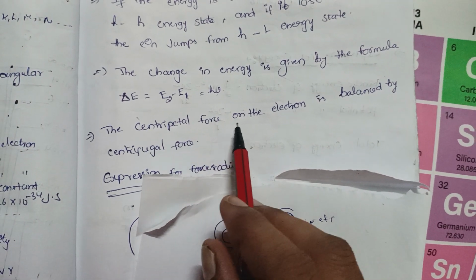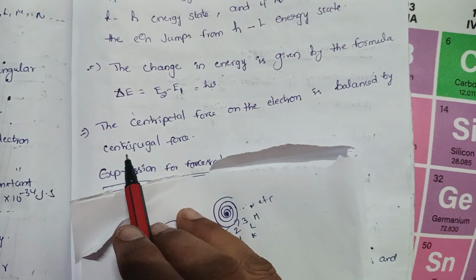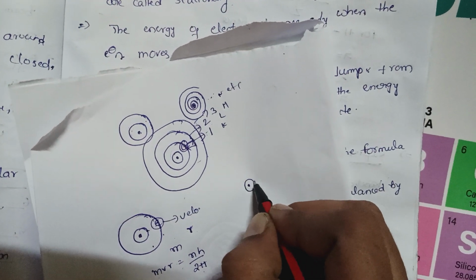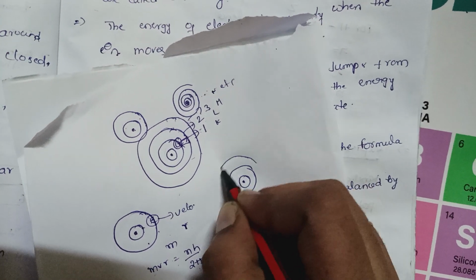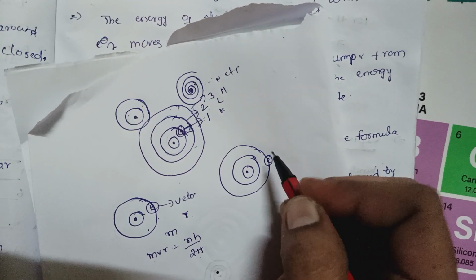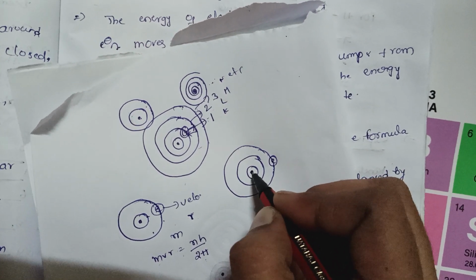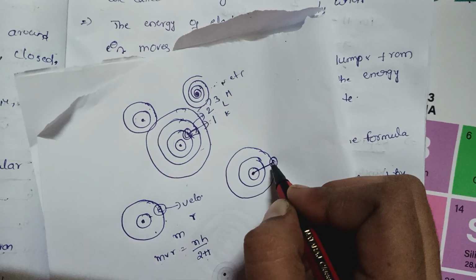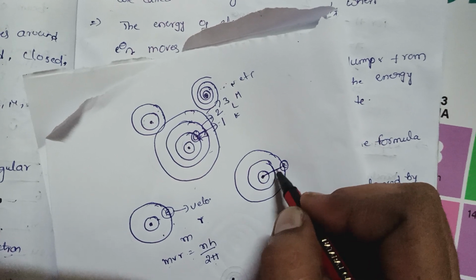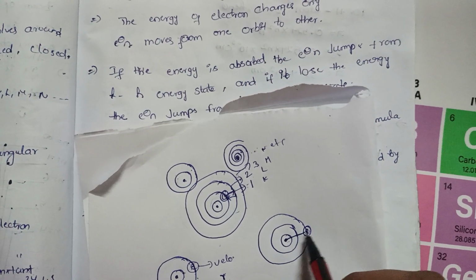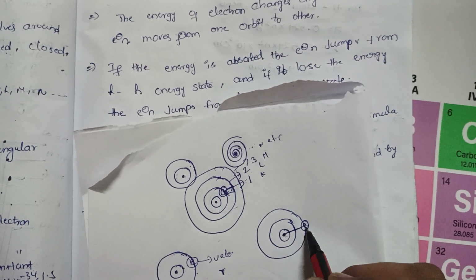The centripetal force on the electron is balanced by the centrifugal force. Means if we take an atom, an electron is present, and an electrostatic force is present between the nucleus and the electron. The centripetal force is balanced by the electrostatic force between the nucleus and the electron.